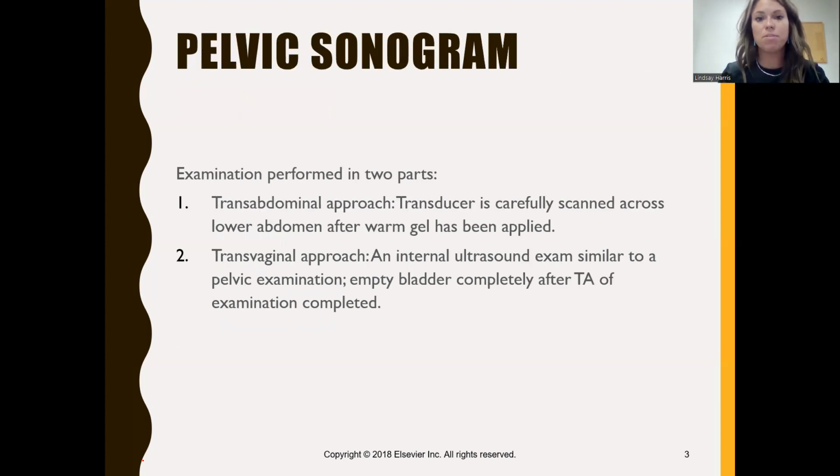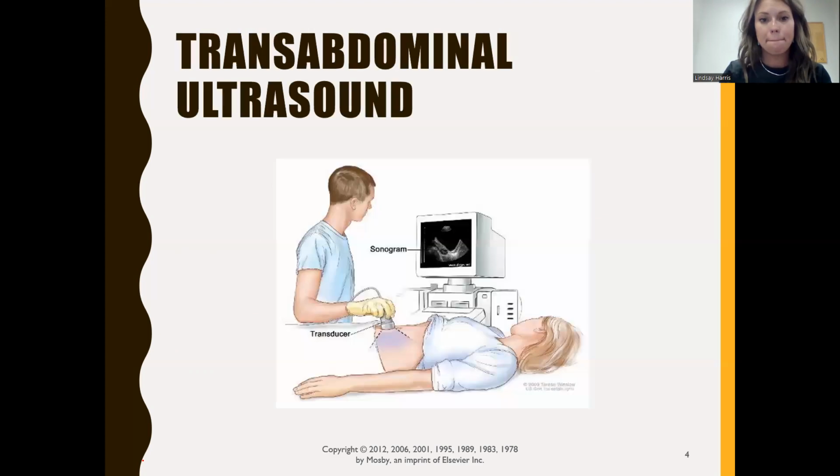So usually the exam is performed in two parts. There's a transabdominal approach where the transducer is carefully scanned across the lower abdomen. And there's a transvaginal approach, which is an internal ultrasound, similar to a pelvic exam. This is a transabdominal ultrasound. This is what you're doing in labs right now, where you're scanning on top of the belly and we're looking for the uterus and ovaries there. And this is a great way to get a global view of the pelvis.